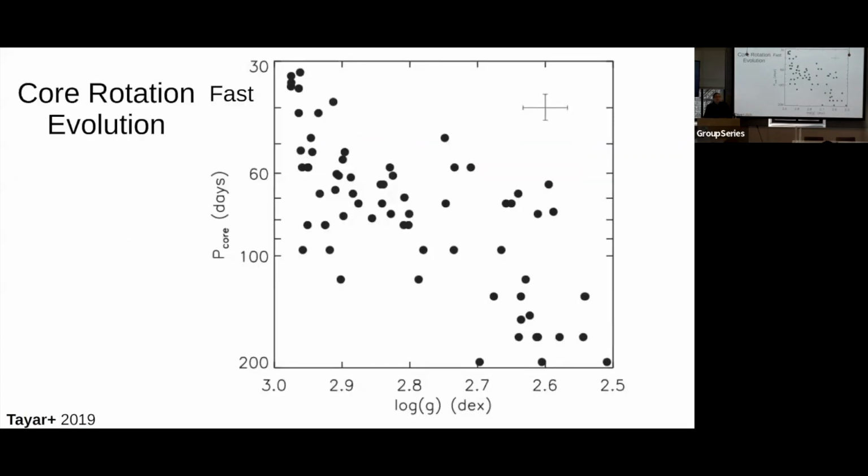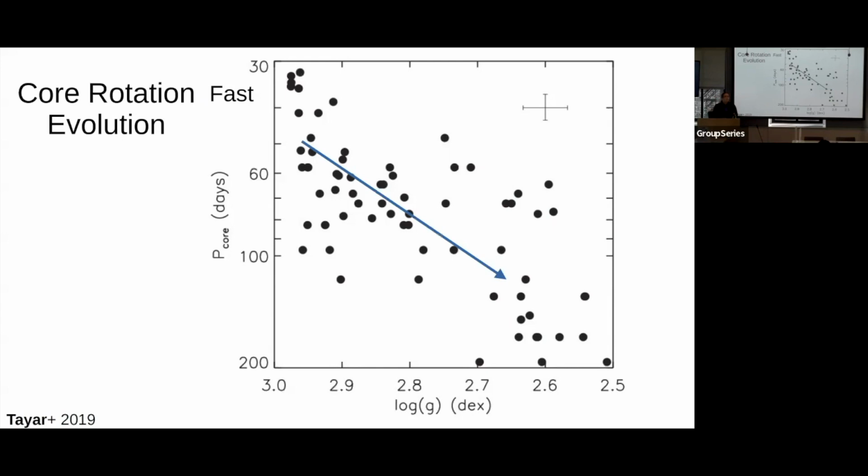You can also ask what the core rotation looks like in this core helium burning phase. This is a region where the modes from the core couple to the envelope very nicely. You can measure rotation rates for the cores of these stars as they evolve in core helium burning. So that's from left to right on this plot. Here I'm still focusing on those 2 to 3 solar mass stars. And what you see is there is a clear trend in the core rotation periods with surface gravity.